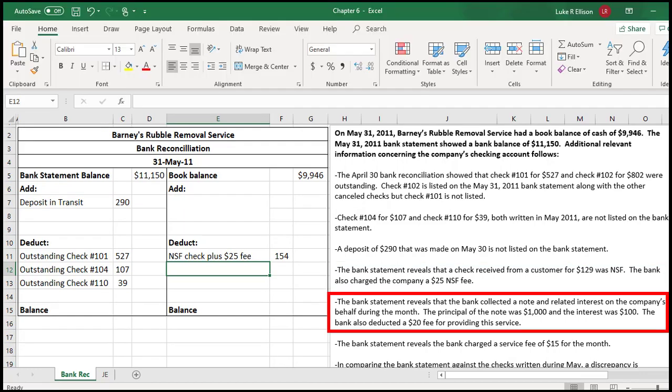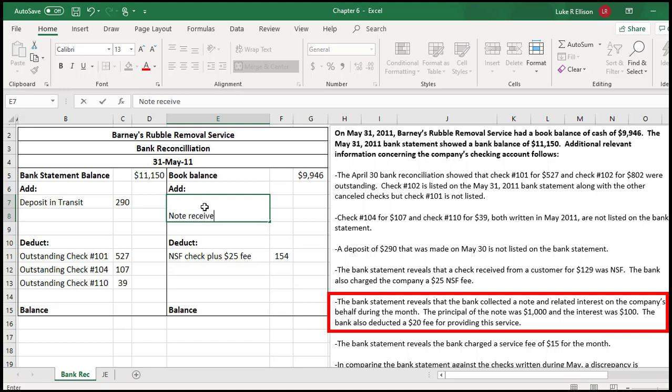Next, the bank statement reveals that the bank collected a note and related interest on the company's behalf during the month. The principal of the note was $1,000 and the interest was $100. The bank also deducted a $20 fee for providing this service. So we have some cash that the bank collected on the company's behalf. This is information that the bank is providing that's missing from our accounting records, so we need an addition to the book balance. The way we title this is Note Received plus $100 interest less the $20 fee.